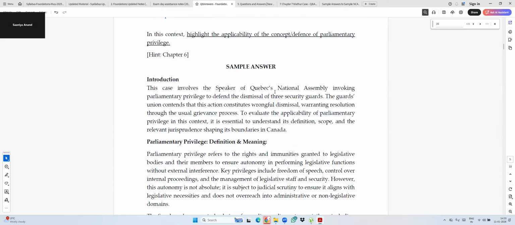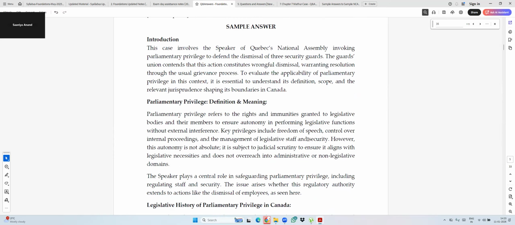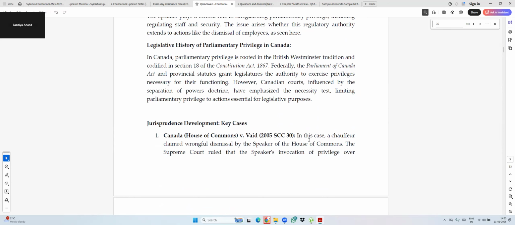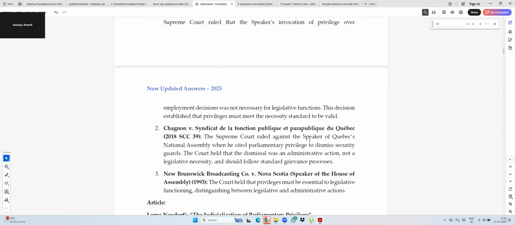we will have to talk about the rule of recognition, rule of necessity, and whether it's actually necessary. So first I think we'll talk about whether there's any historical precedent, and if it's not there, is it directly necessary for the functioning of parliament. In the Chagnon case, they say that labor disputes do not go to the heart of the functioning, so it's not directly necessary. Here, the Supreme Court ruled that when the Speaker of Quebec's National Assembly cited parliamentary privilege to dismiss the security guards, the dismissal was an administrative action, not a legislative necessity, and should follow the standard grievance process.